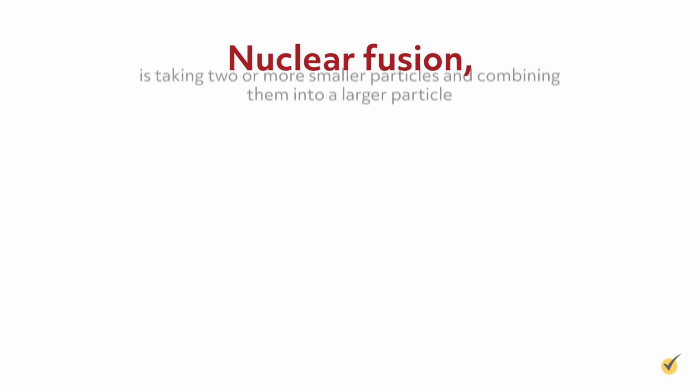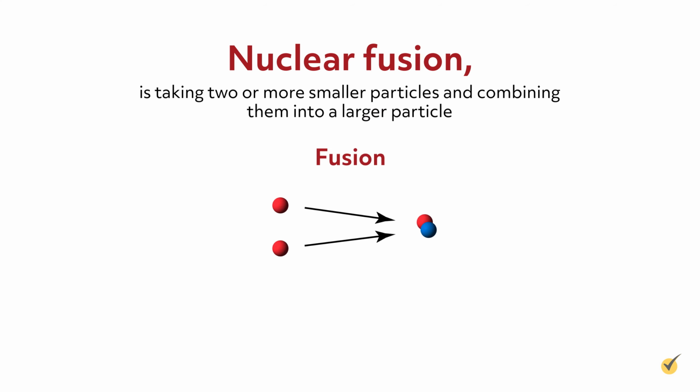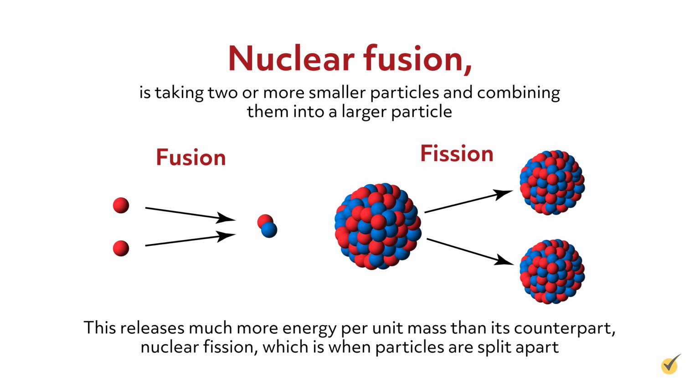Nuclear fusion, if you remember, is taking two or more smaller particles and combining them into a larger particle. This releases much more energy per unit mass than its counterpart, nuclear fission, which is when particles are split apart. So that's what a star is, but let's delve further into our star, the Sun.